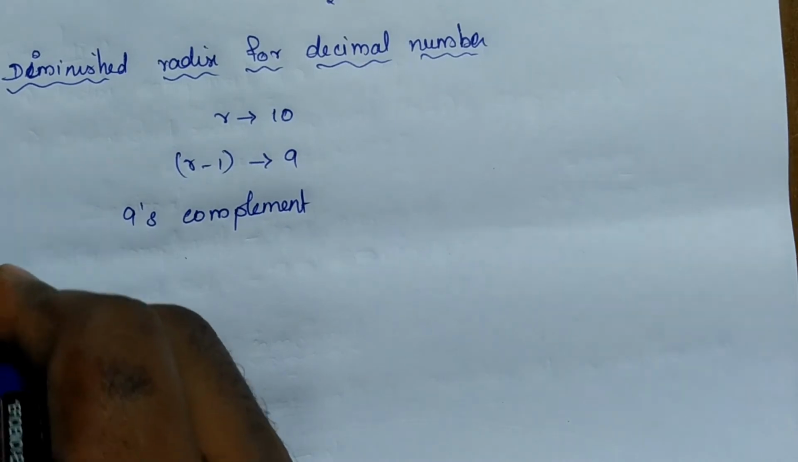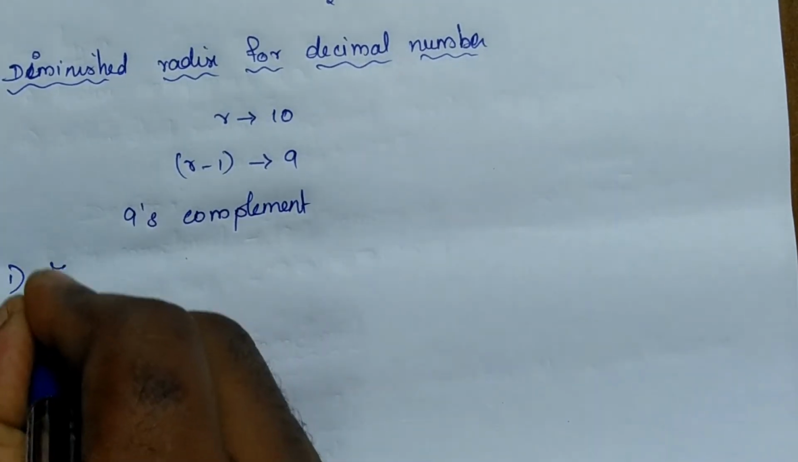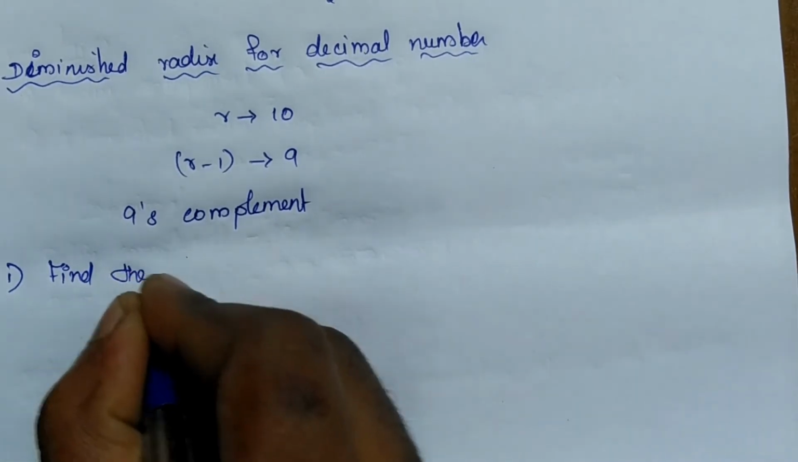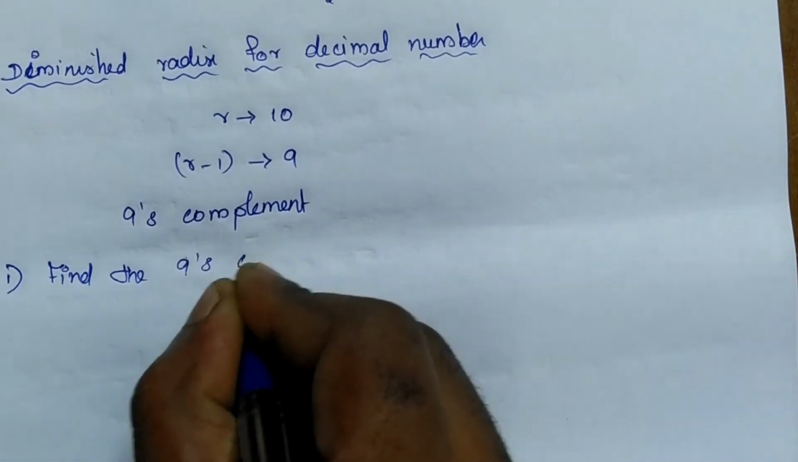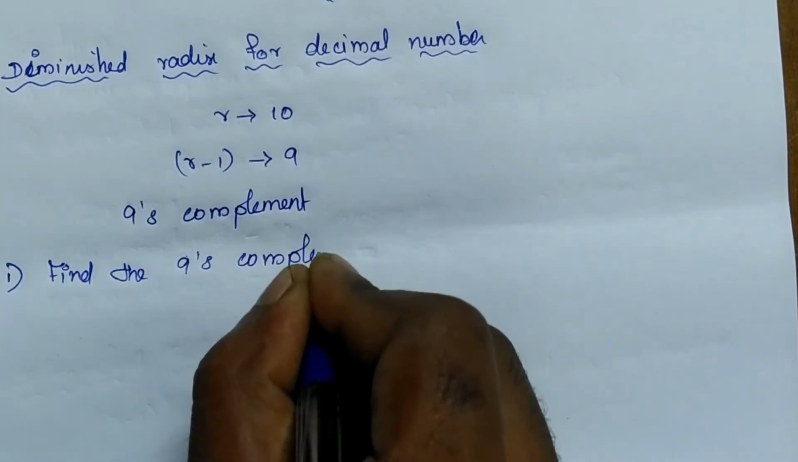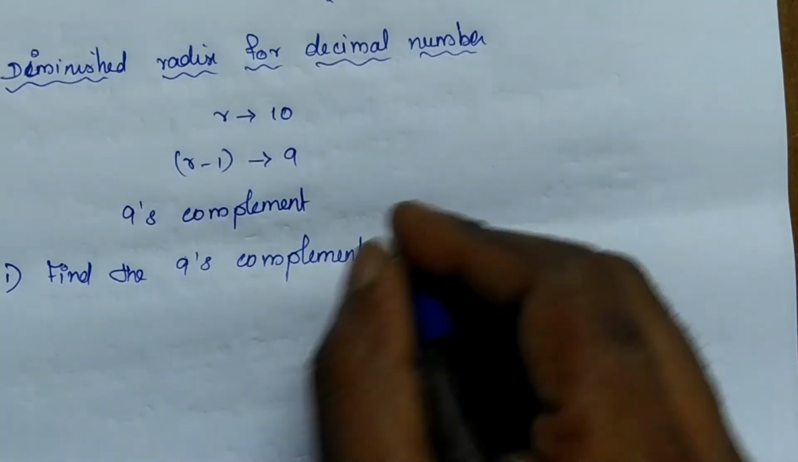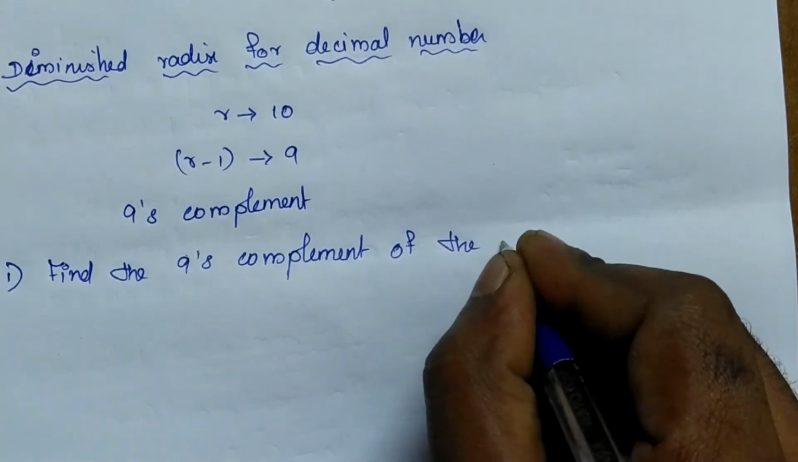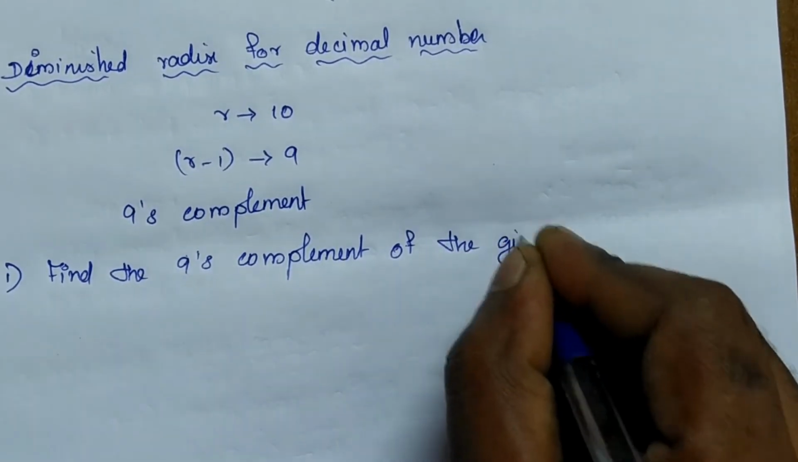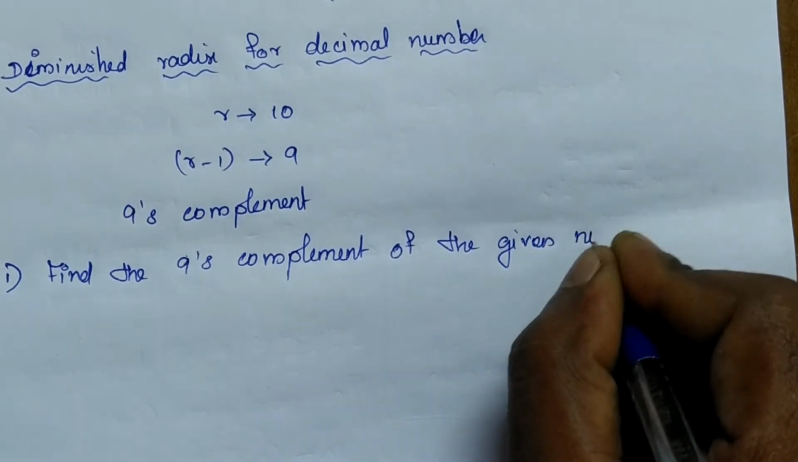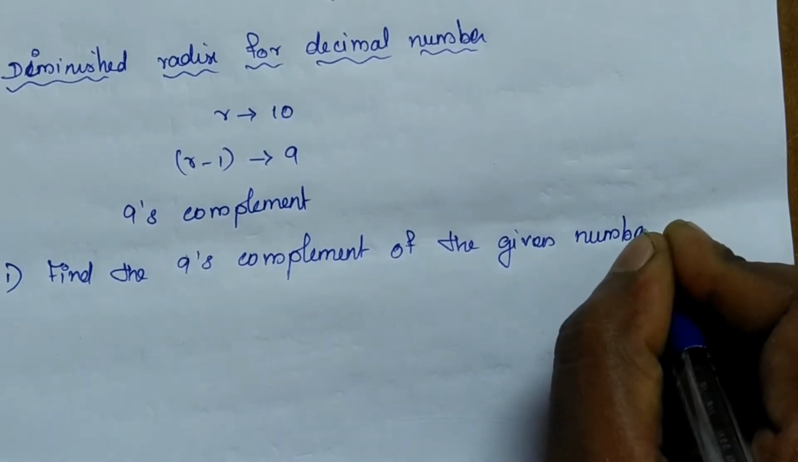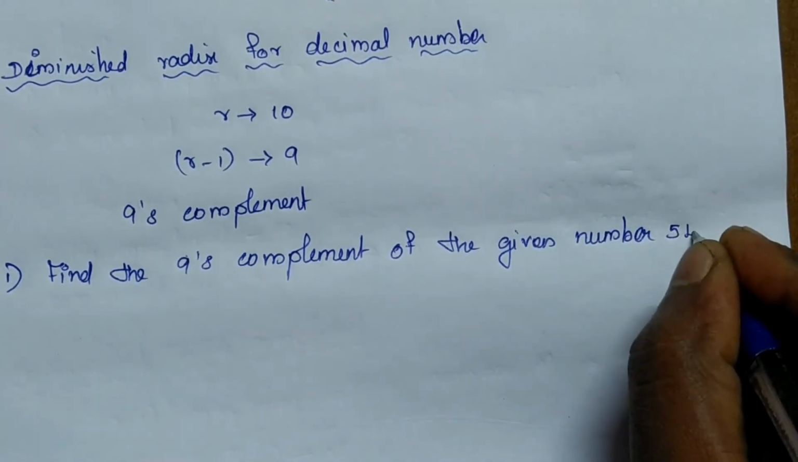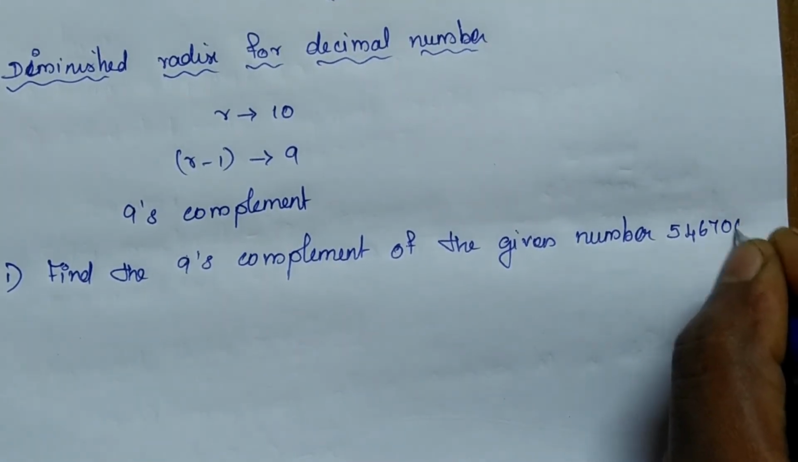So take down the question. Find the 9's complement of the given number 5, 4, 6, 7, 0.